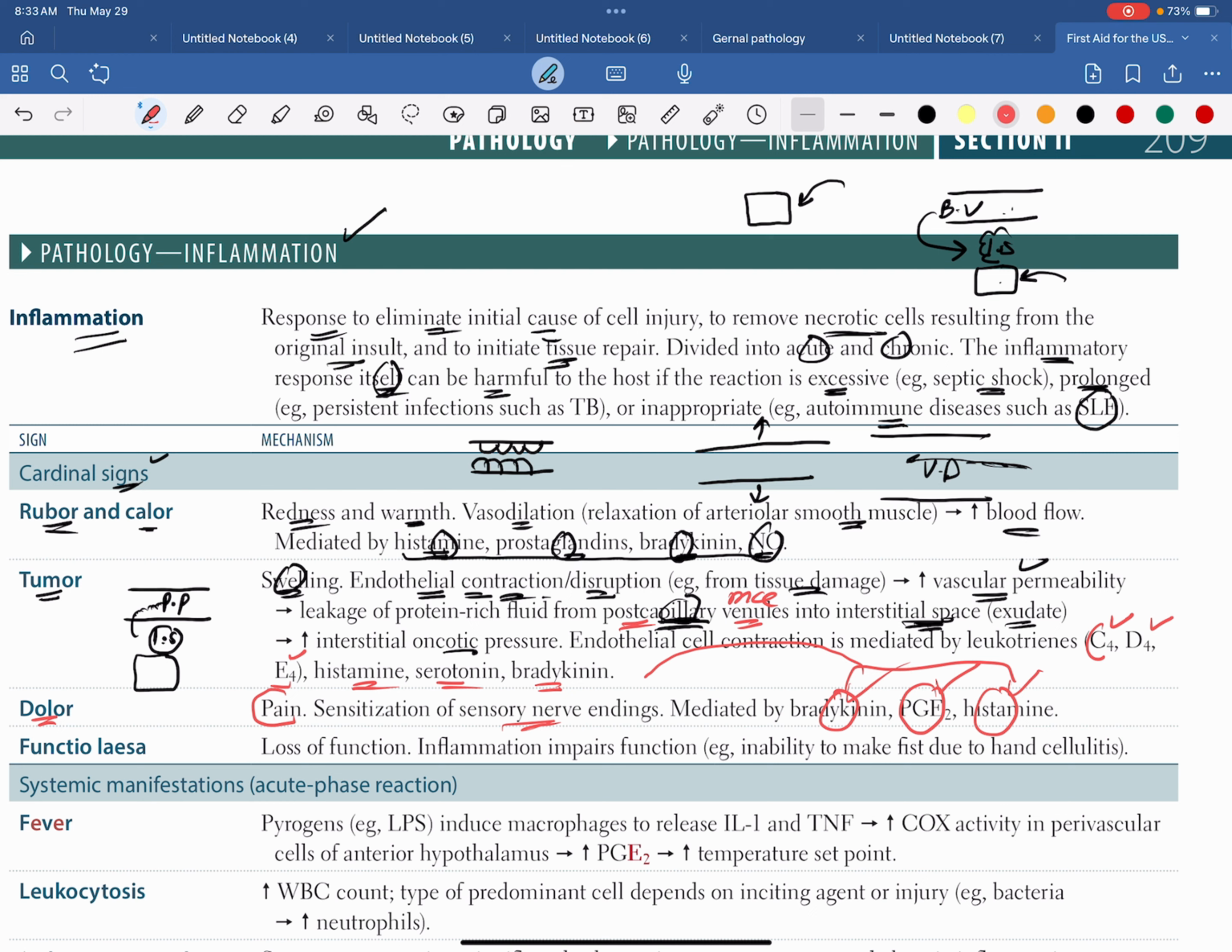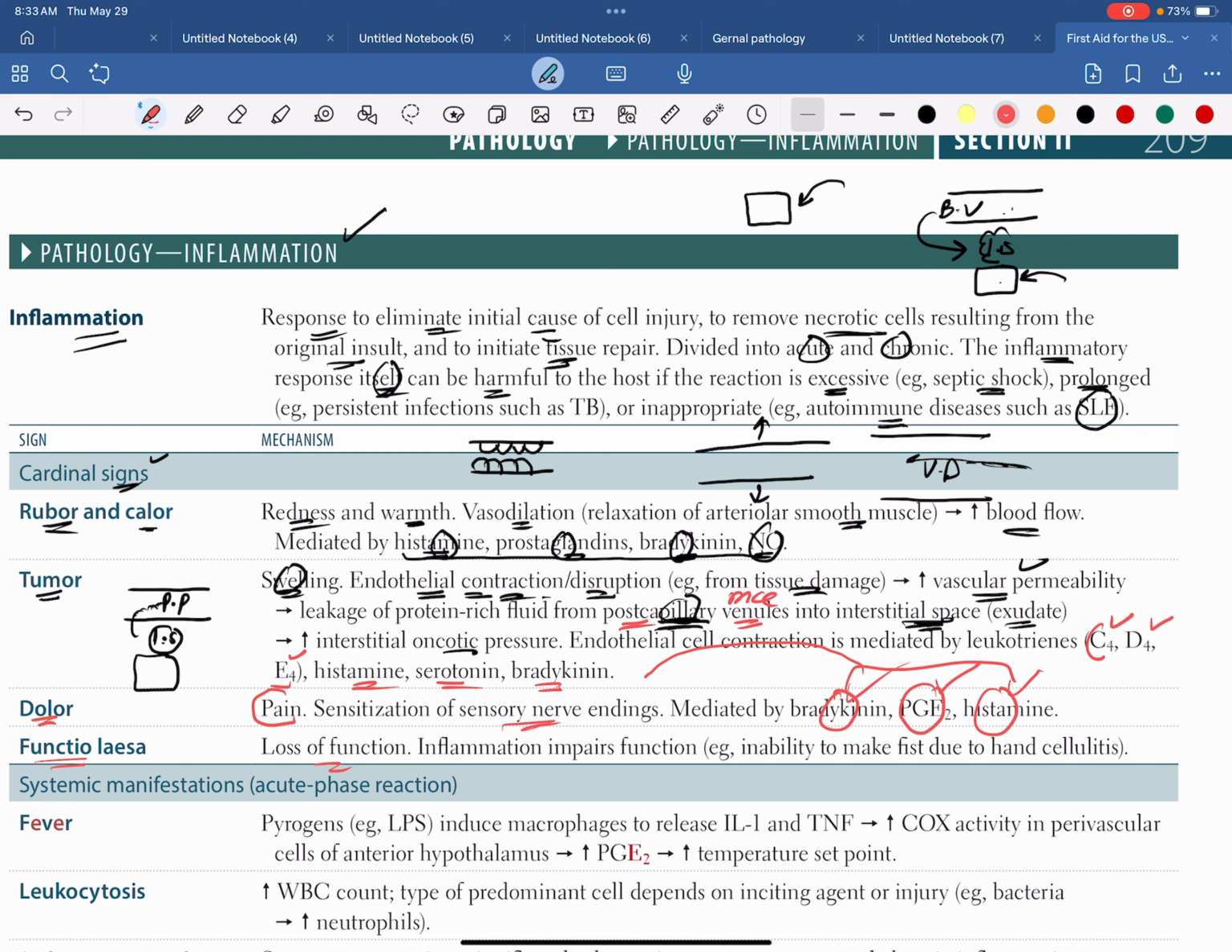Then after that we have another cardinal sign that is called functio laesa, which is also called the loss of function. So basically you guys also know that, let's suppose if I mistakenly injured my index finger, I know that I am not going to use this finger for work because it is painful, it is swollen, it is red, it is warm. So I am not going to use this part of my body.